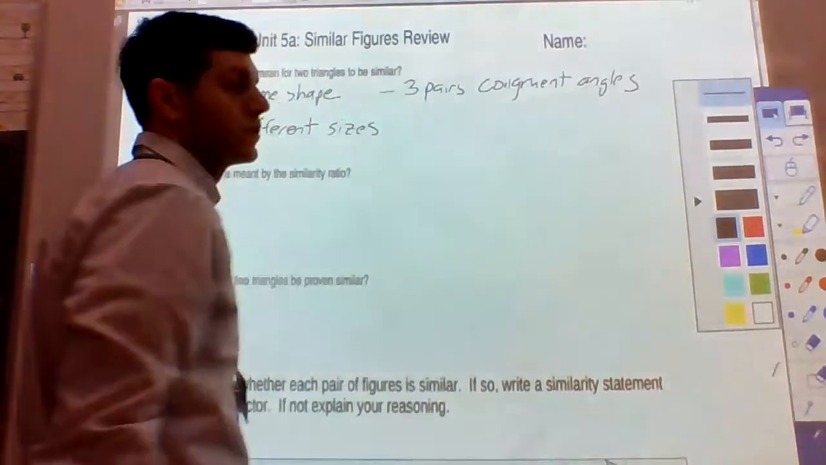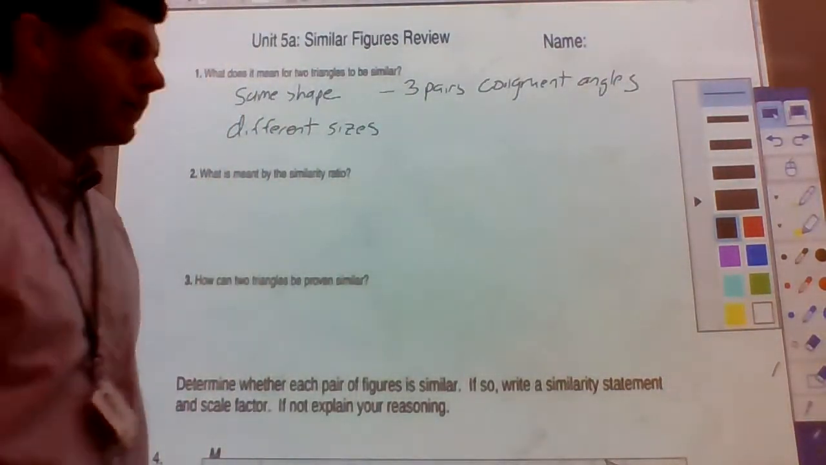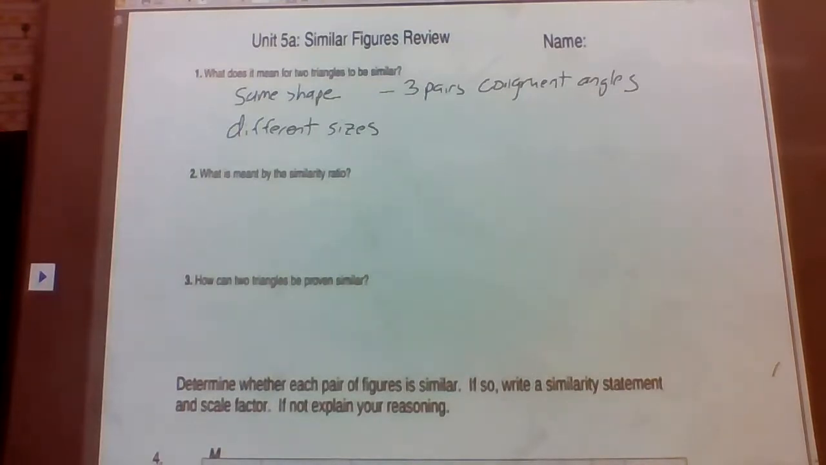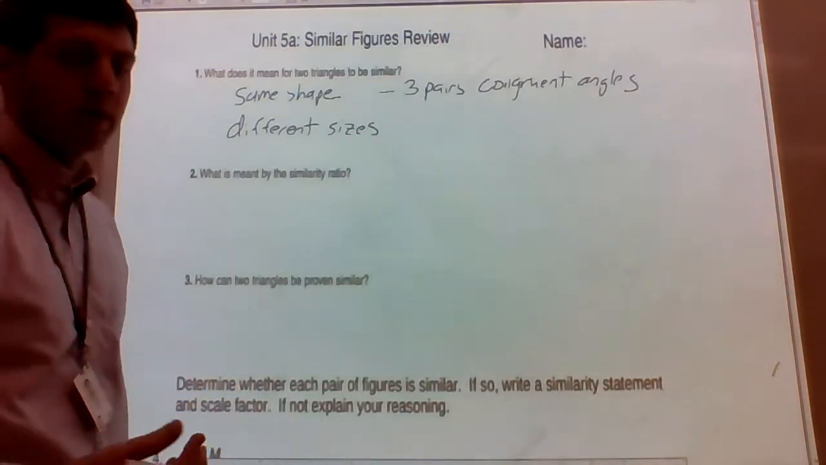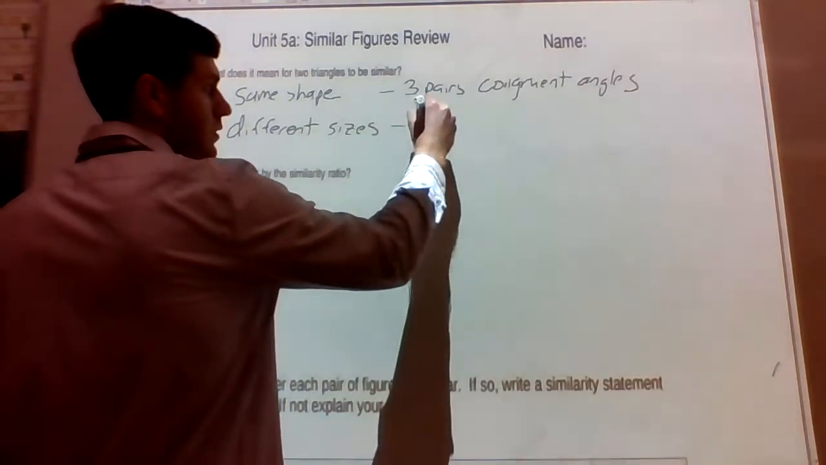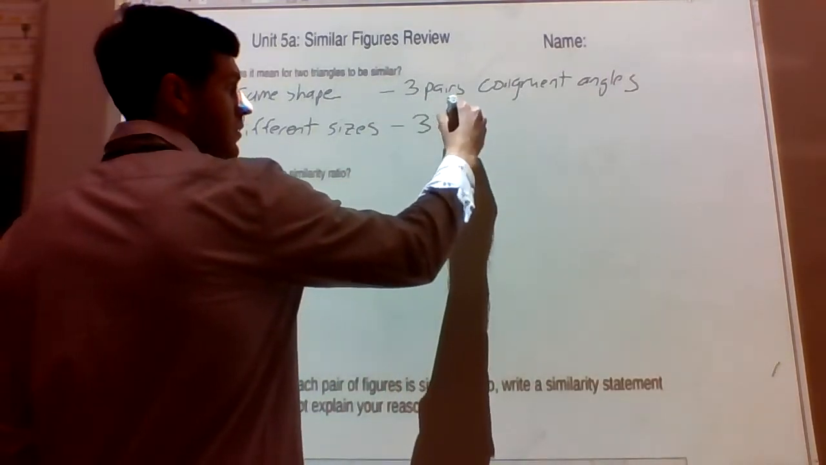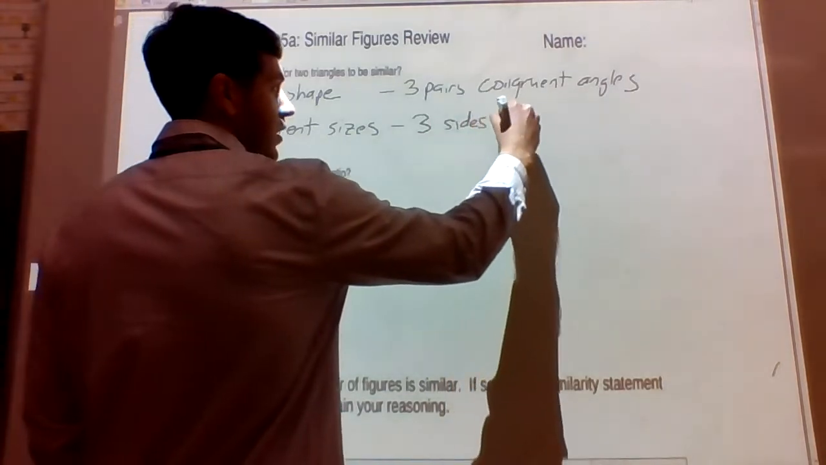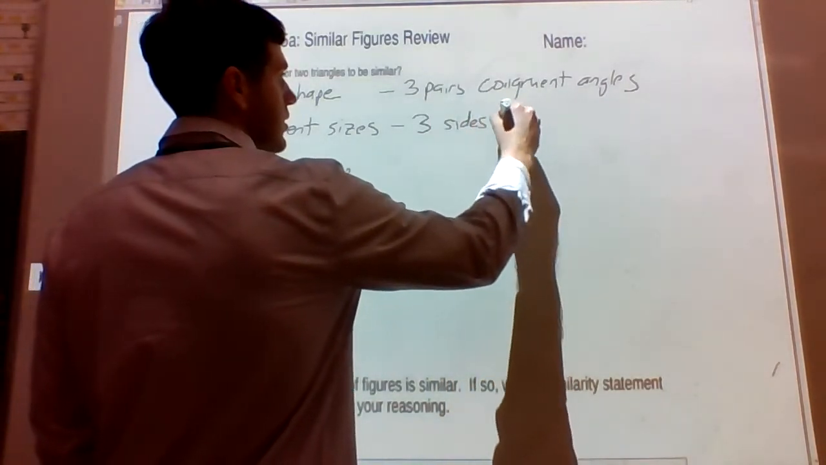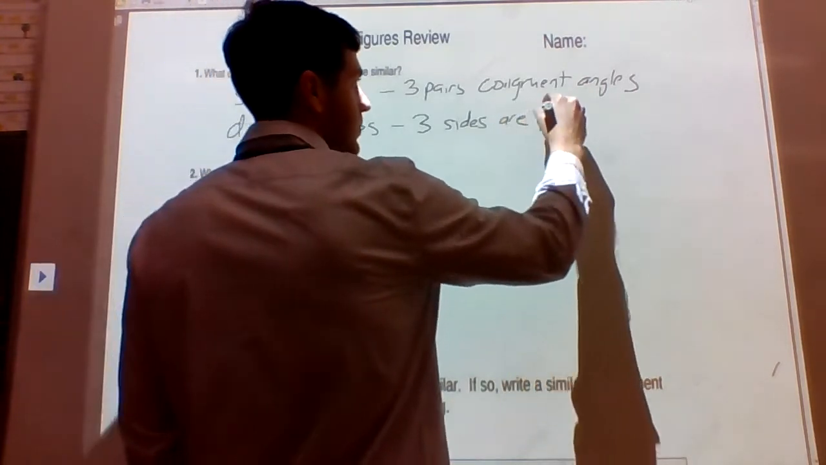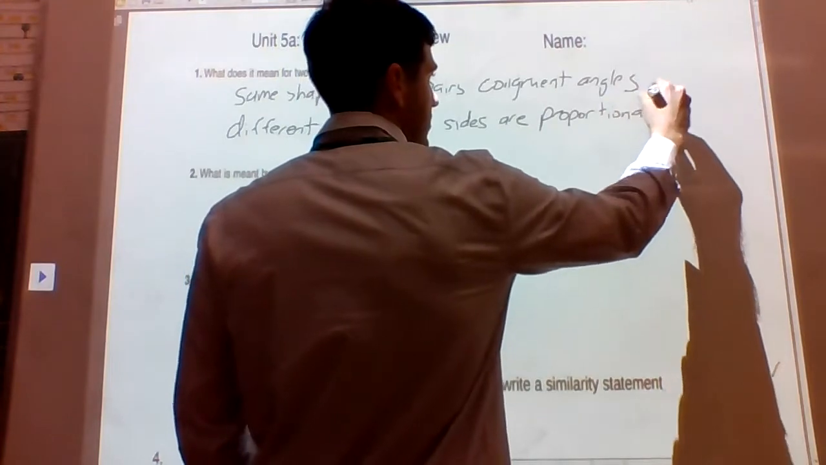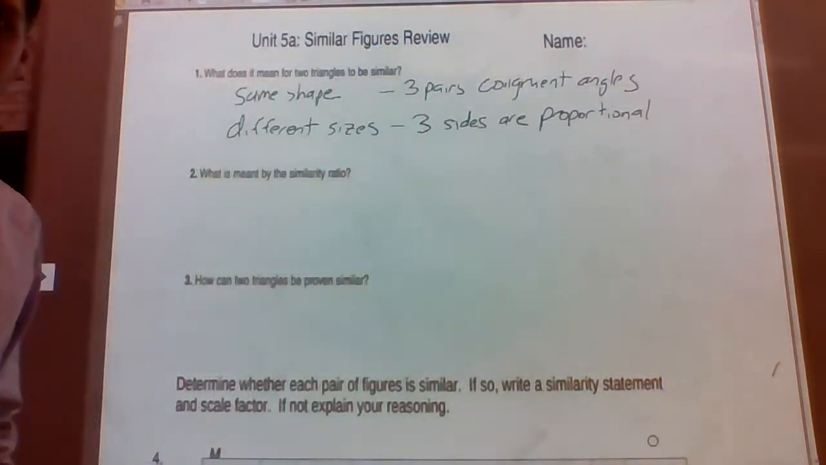If you have 3 pairs of congruent angles, that means your figures are going to have the same shape, different sizes. So they could be the same size if our scale factor was 1. But the key here is our 3 sides are going to be proportional.